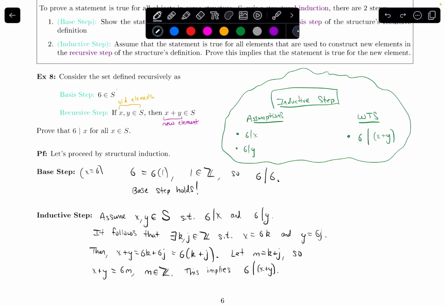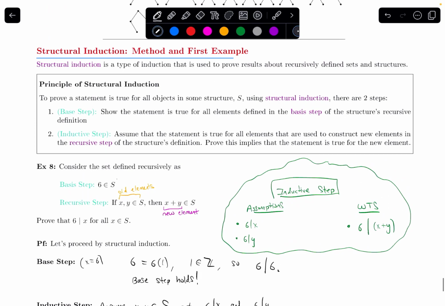Now we're ready to state the conclusion, which is: by structural induction, the result that we wanted to prove is true. 6 does divide x for all x in the set. Then I draw my square and fill it in. We are done with the proof. Our first structural induction proof, done and in the books.